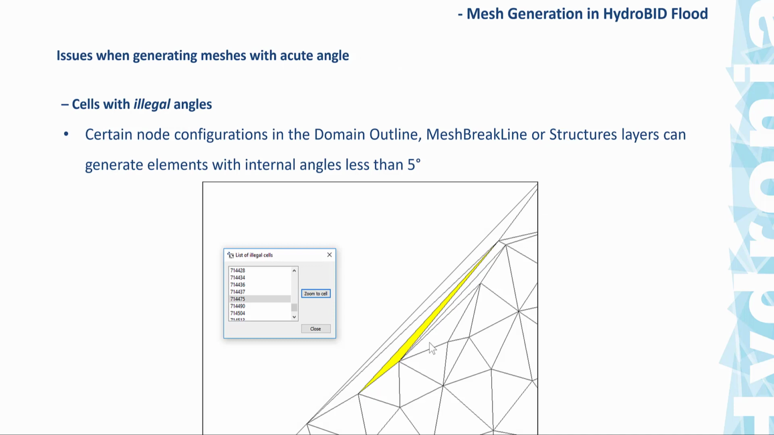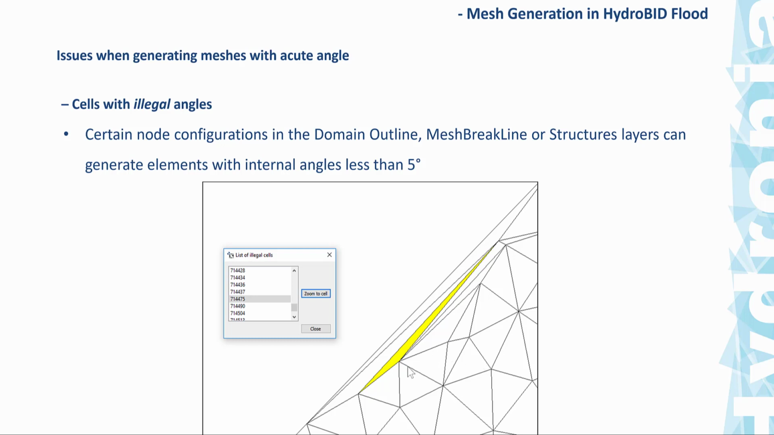Another problem that often occurs is when you are creating a mesh with a lot of restrictions, or when you have big changes in the size of the cells. You are varying the size of the cells too much in a short distance. You may run into an issue of angles that are too acute, with cell angles of less than 5 degrees. And the model doesn't like those cells at all.